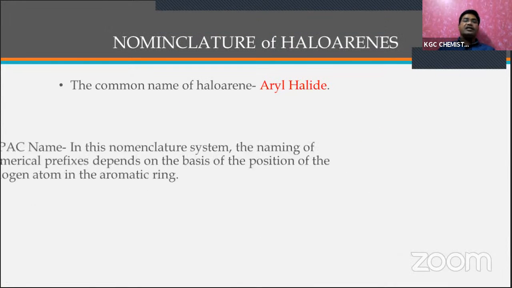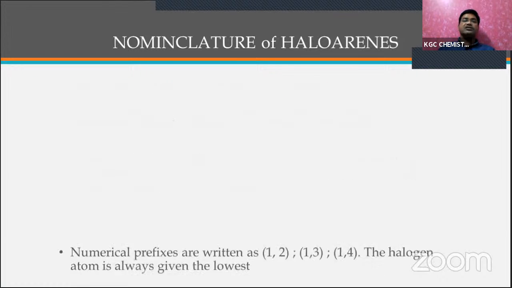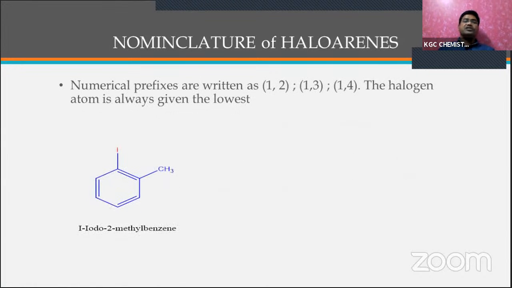Here, this is going to be the aryl halides. In this nomenclature system, the naming of numerical prefixes depends on the position of the halogen atom in the aromatic ring. Here you know this is the 1,2 position, 1,3 position, 1,4. 1,2 is called ortho, 1,3 is called meta, 1,4 is called para.